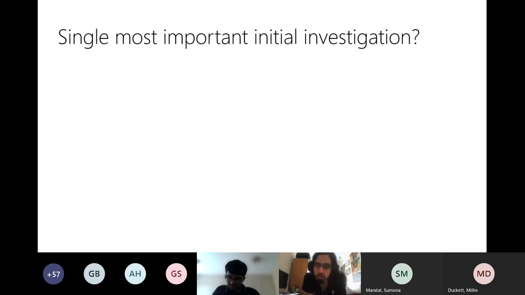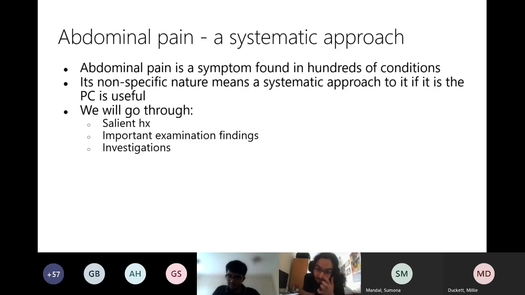Right. So abdo pain is really, really non-specific. It's a presenting symptom of over 100 conditions. So what I'm going to talk about is approaching it systematically, because, like we said, if it's a huge non-specific thing, then you're going to want an approach in order to figure out what's most likely going on. So we'll talk about history first, then examination findings, and then the investigations that you're going to want to do.